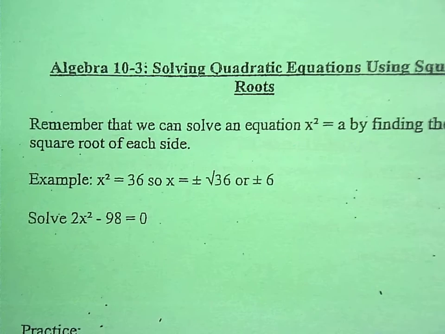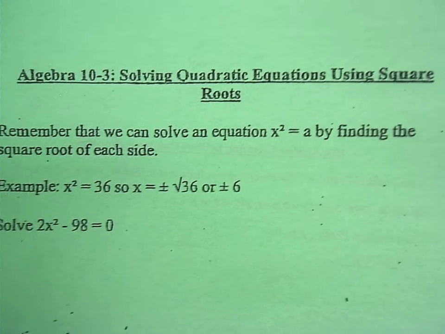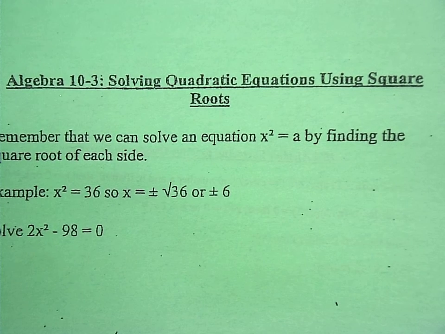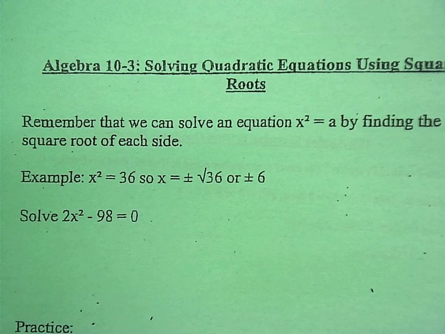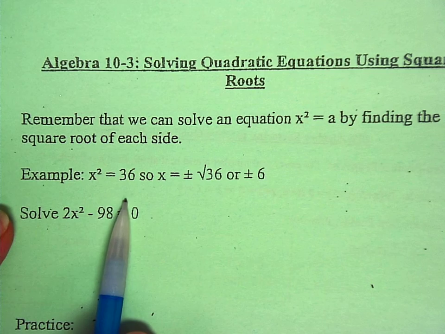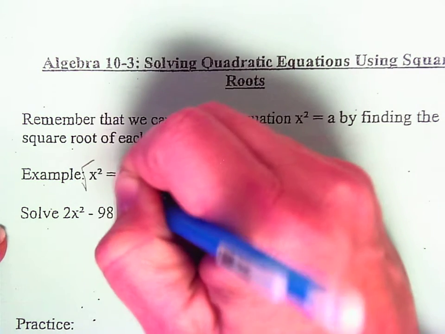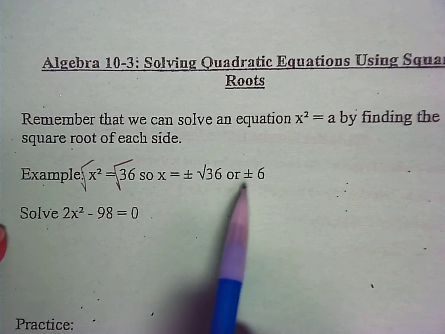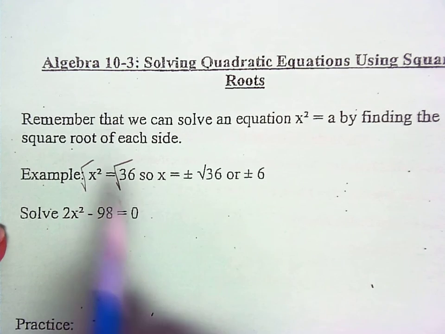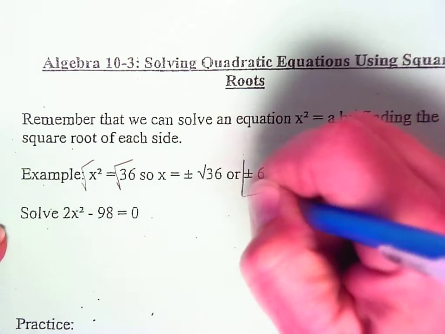So in your notes packet, looking right here, Algebra 10.3, solving quadratic equations using the square root. Remember that we can solve an equation, x squared equals a, by finding the square root of each side. Here's your example. If x squared equals 36, remember to solve it, you do the square root of both sides. So x could be either +6 or it could be -6. 6 times 6 is 36, and -6 times -6 is also 36. So this would be your solution.